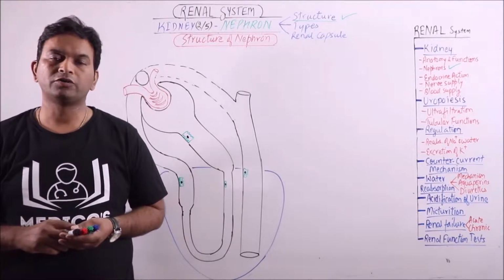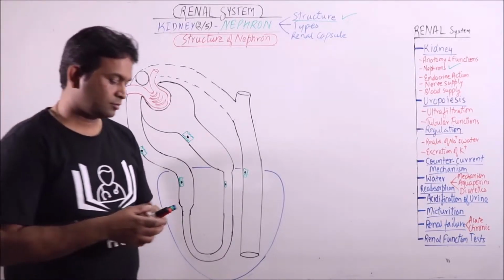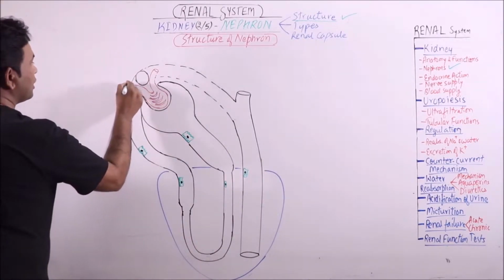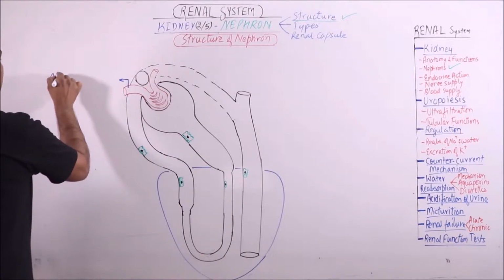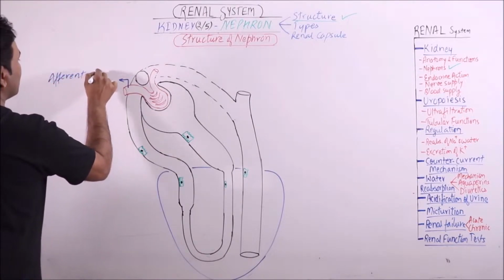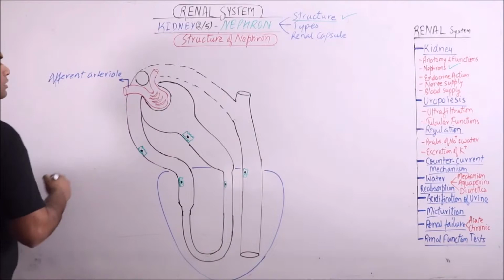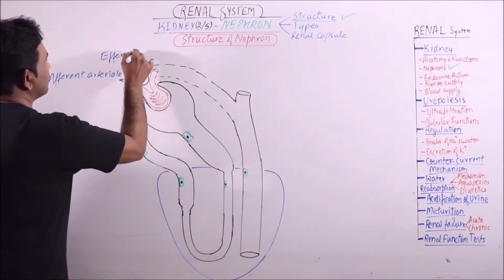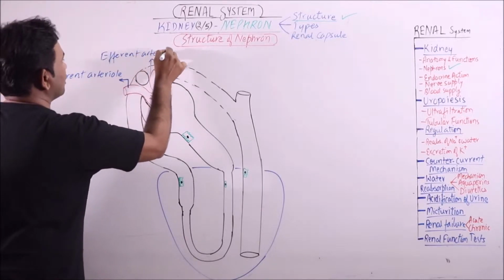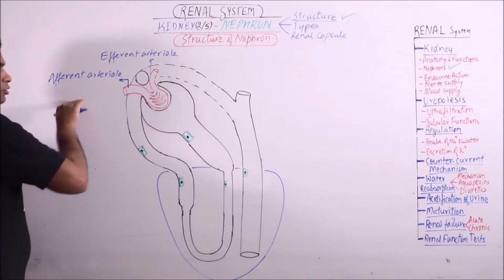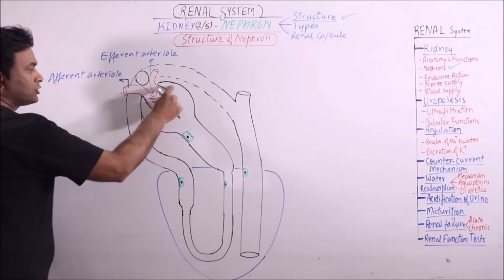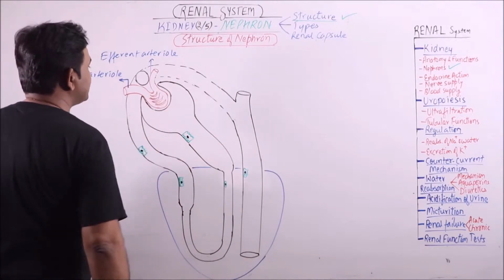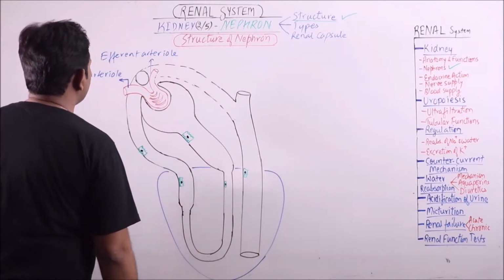In this video, we are going to discuss the structure of nephron. This is the afferent arteriole. And this one is efferent arteriole. The arteriole which is entering the Bowman's capsule, this structure is Bowman's capsule, is known as afferent arteriole, while the arteriole which is leaving the Bowman's capsule is known as efferent arteriole.